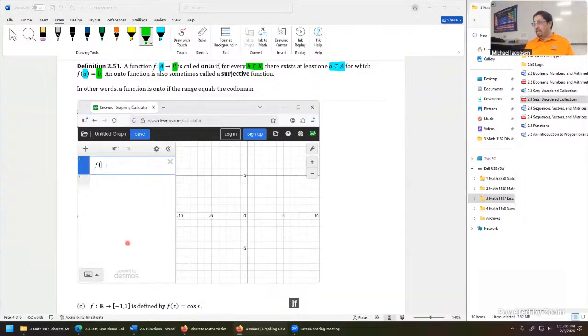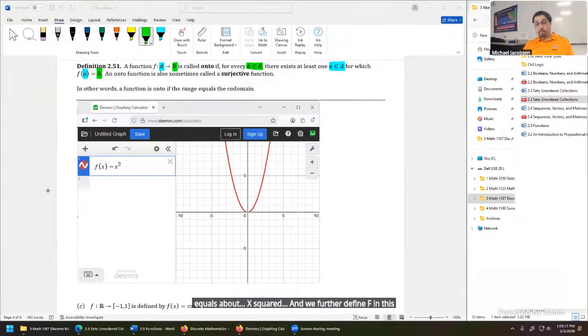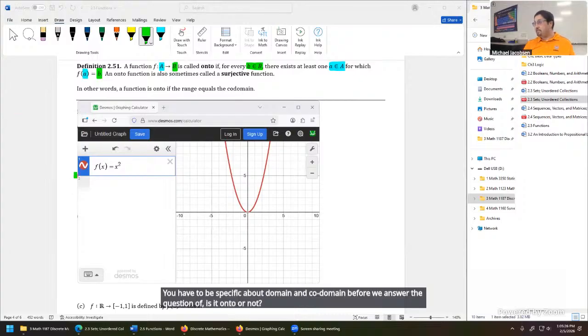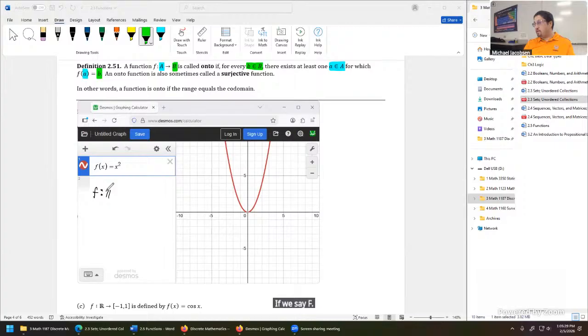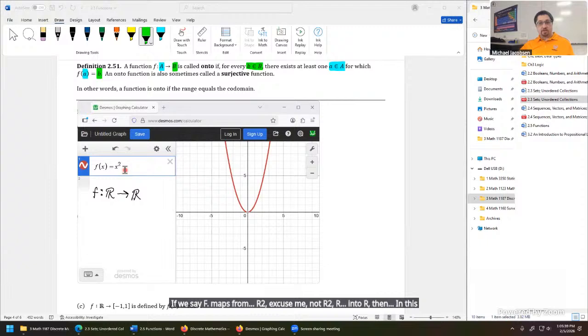If we write out a function, say f of x equals, how about x squared, and we further define f in this particular way. You have to be specific about domain and codomain before we answer the question of is it onto or not. If we say f maps from R into R, then in this example, this is not an onto mapping. Because if I can find a number b, say, let it be -1, such that f of x equals -1 can never be solved for this function.